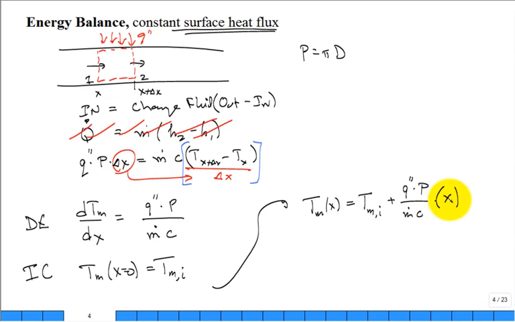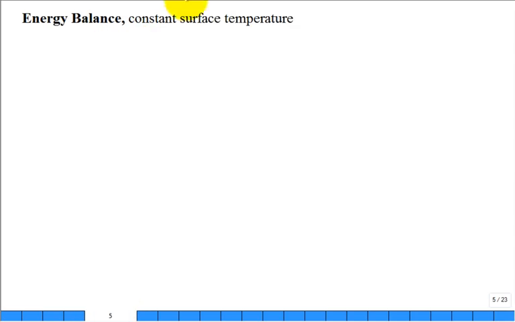Now let's warm up for the harder case. The harder case is not constant heat flux, but constant wall temperature, isn't it? So let's take a look at the constant wall temperature. So same idea, have a pipe. Here, the surface temperature is a constant. We'll focus on a little region.